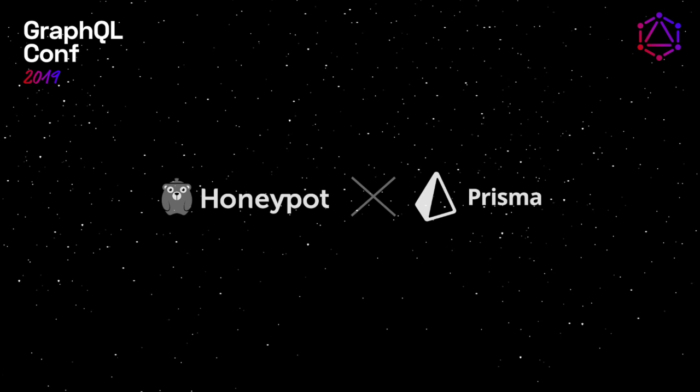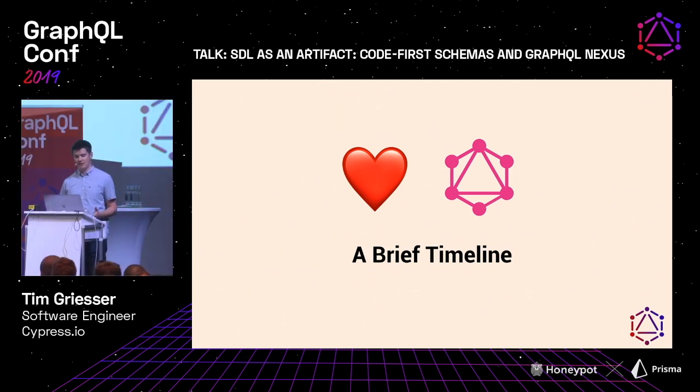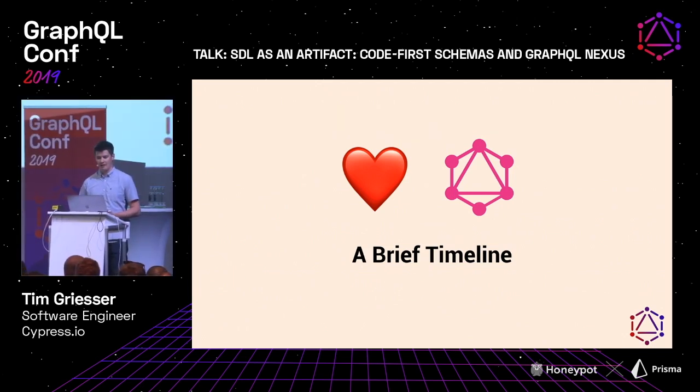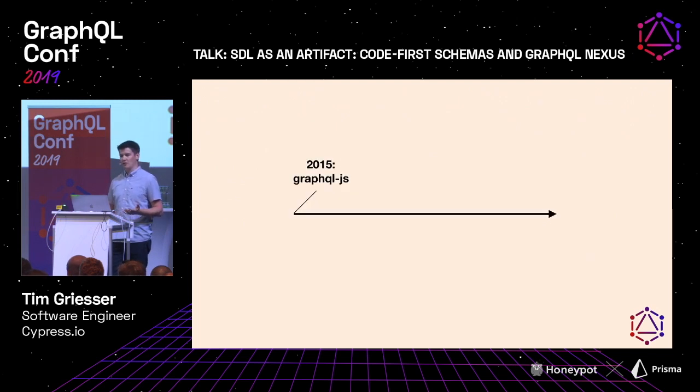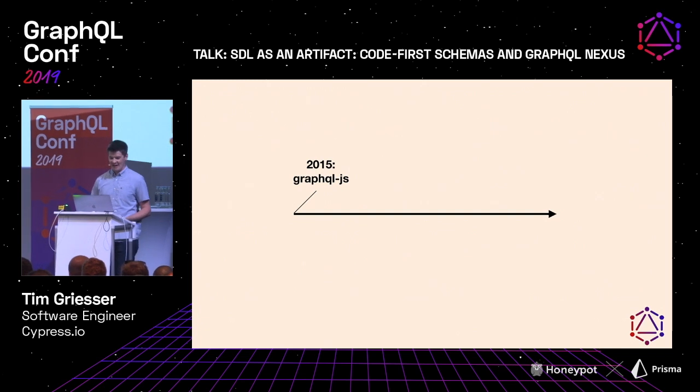And I just wanted to go through a brief timeline of my experience with GraphQL that brings me to today, the talk that I'm going to be giving. So in 2015, GraphQL JS came out, and immediately I was excited about it, and I was like, I'm going to start using this with projects in production.